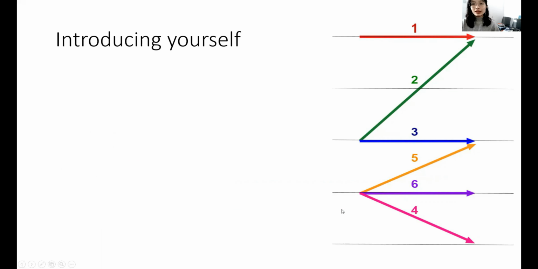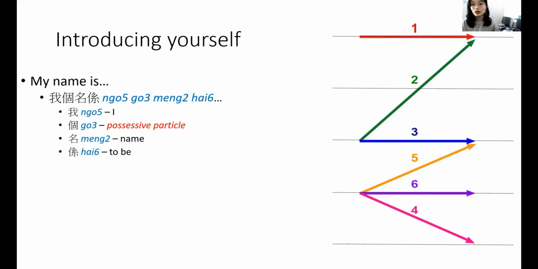Okay, so now let's do a little introducing. How do you introduce yourself? We have two ways. One is to introduce your name. So my name is 我個名係. 我 means I, 個 is a possessive particle. 我 is a pronoun, and if you put 個 after 我, it turns it into a possessive pronoun, which means my. 名 means name, 係 is to be. So literally, the Chinese 我個名係 directly translates as my name is, and whatever your name is. So 我個名係 Carmen. Yeah, so my name is Carmen.